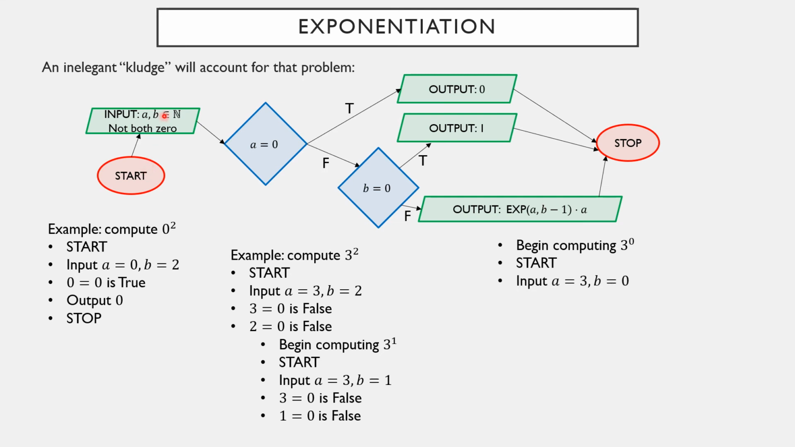Back to the beginning, start. a is 3, b is 0, a is not 0, but b is. So this is going to output 1. This is back in the computation of 3 to the first, which is when this was first called upon. So now that I know this is 1, multiply it by a, 3, and stop that version of the algorithm. But that was a step in computing 3 squared. Now that I know 3 to the first is 3, multiply it by 3 and get 9 and stop. Okay, so this kind of weird combination of two separate checks, is the base 0, is the exponent 0, gets around the way the previous one failed.